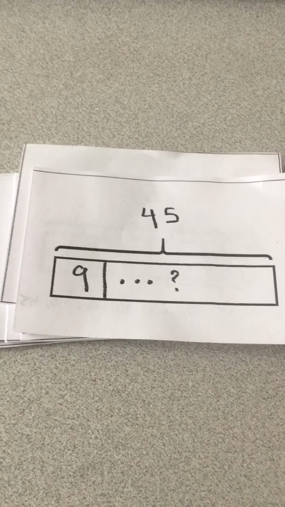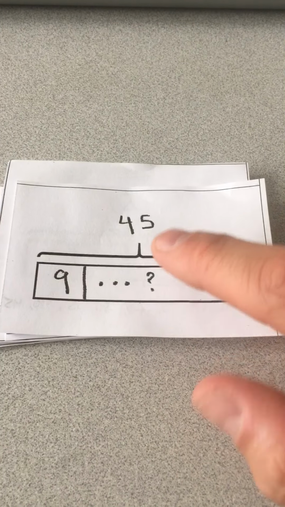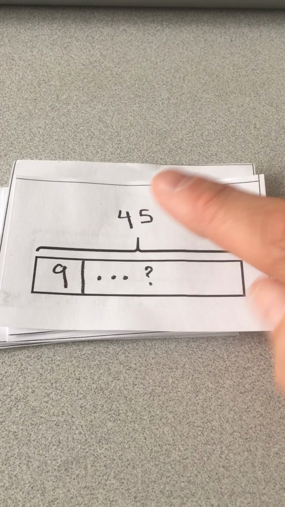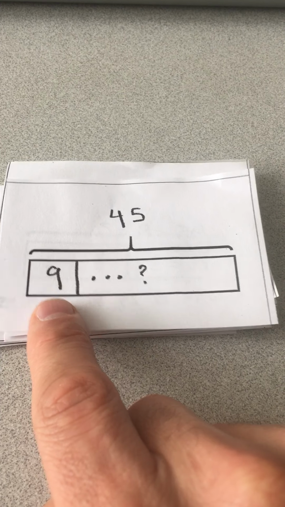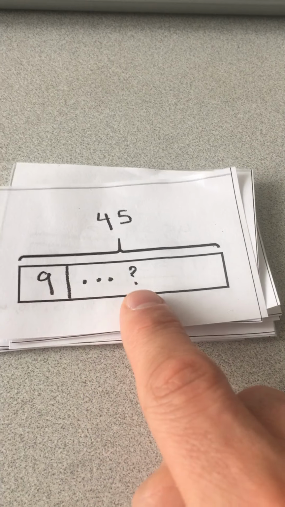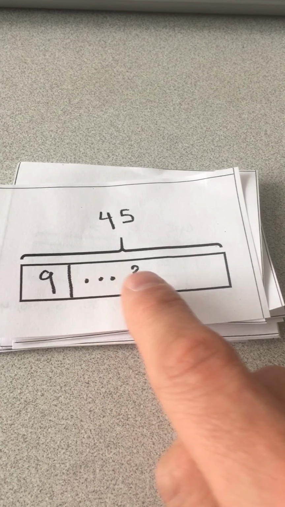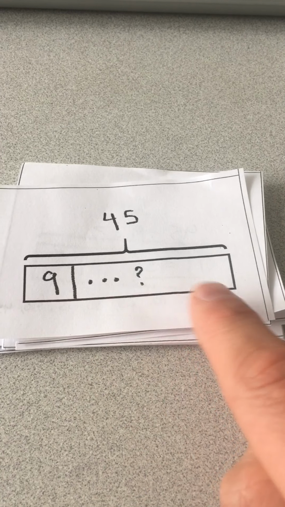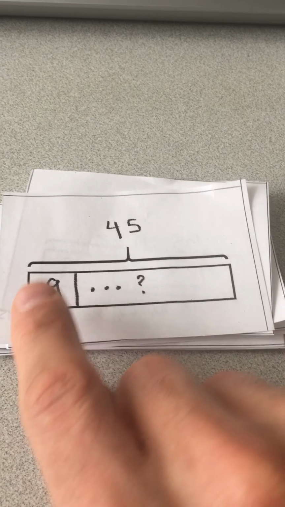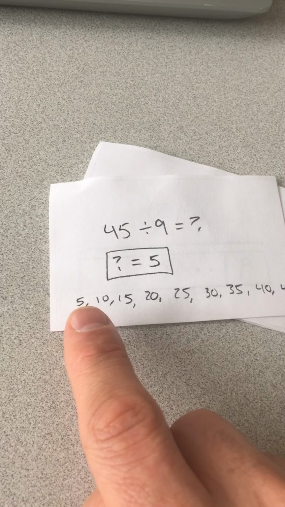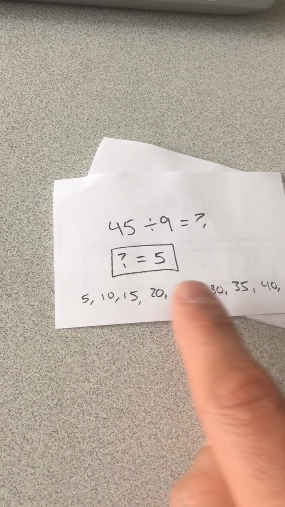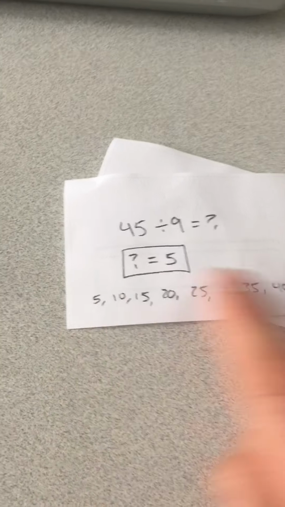And then this last card, some of us are familiar with, some of us are not. We do know the total, and what this means is that we're going to split that 45 into groups of 9. So 9, another group of 9, another group of 9, another group of 9. This question mark means how many groups can be made. So I'm dividing 45 into groups of 9. 45 divided by 9 equals question mark. And here we have, oh, you know what, they should be counting by 9s, but you would need 5 groups of that. So that's a mistake you guys can fix.